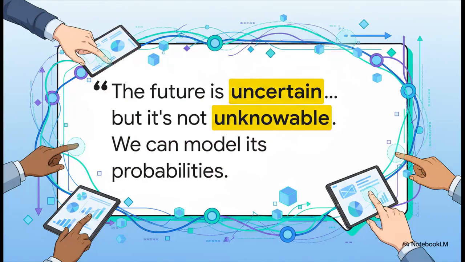And that really is the heart of it. We might never know the future with 100% certainty, but that doesn't mean it's a complete mystery. With the right tools, like the one we've talked about today, we can model the probabilities and make much, much more informed predictions about what's to come.